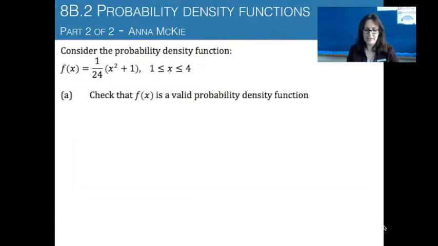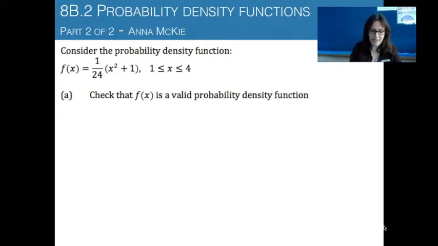Let's put that into practice. I'm going to use the example from the previous video and build on that. If we have a probability density function, here's our function and it's in this domain, we have to check that it's a PDF. I did that in the other video, but I'm going to do it again here. How do we do that? We have to check that the area under that curve is equal to 1.